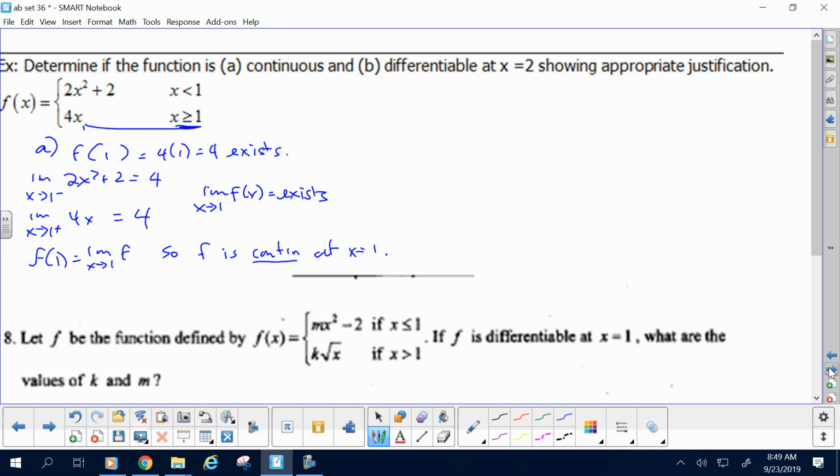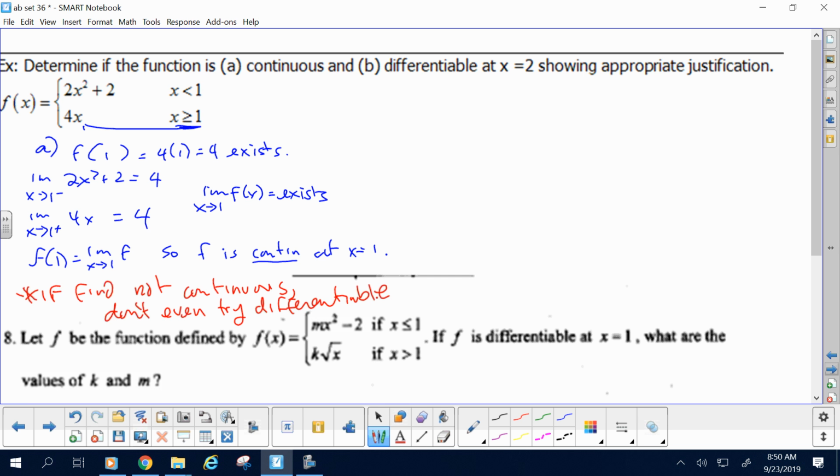Now write yourself a note please, if you find not continuous, then don't even try differentiability. Because the minute you see something's not continuous, well, differentiability's out the door. If it is continuous, then there is a chance that the derivative exists there.